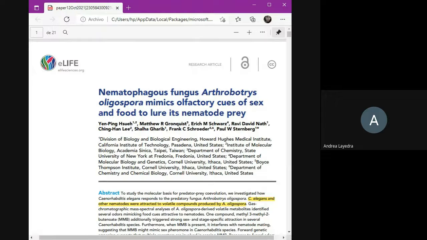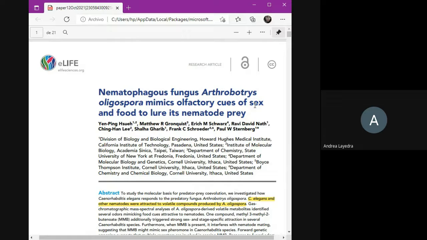Okay. Good morning, everyone. Today, I will be talking about this paper called Nematophagous Fungus, Arthrobotrys oligospora Mimics Olfactory Cues of Sex and Food to Lure its Nematode Prey.